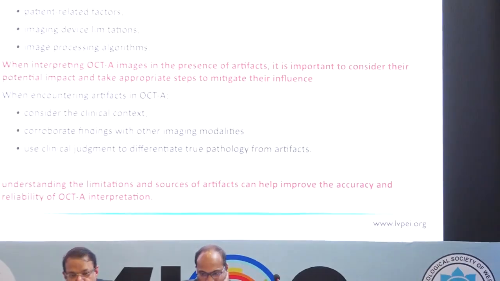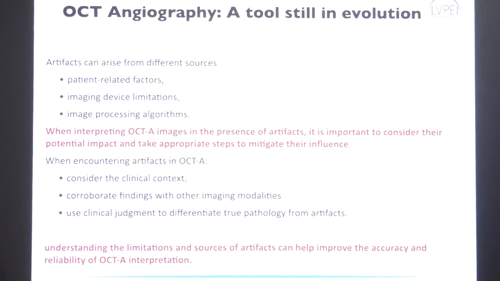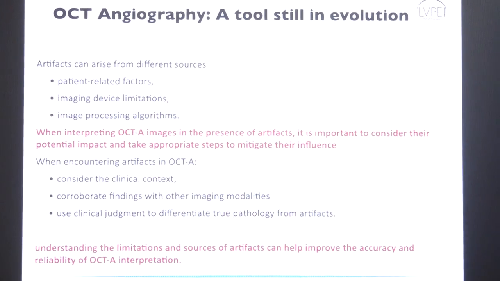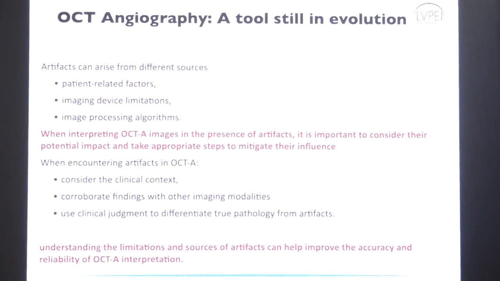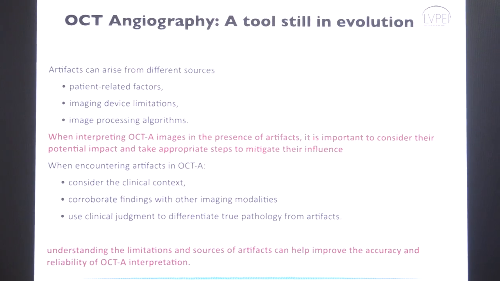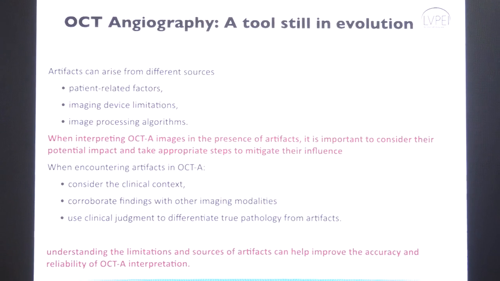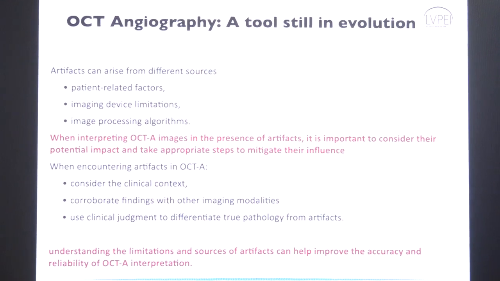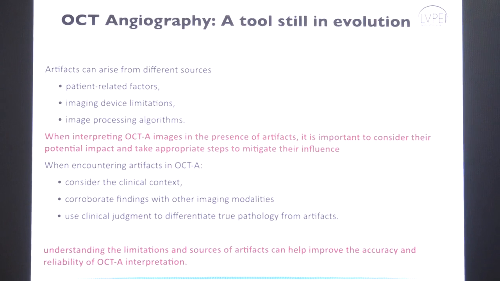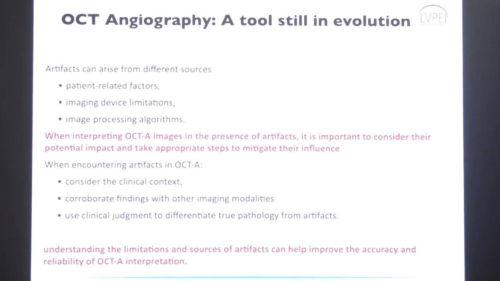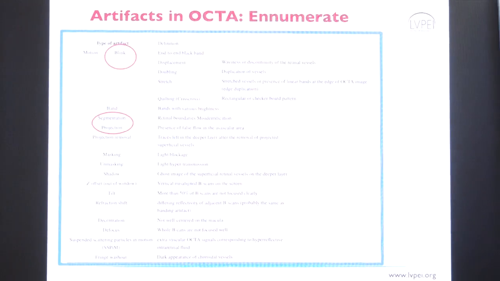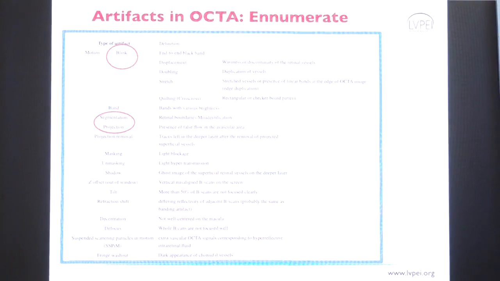When we are interpreting OCTA in the presence of artifacts, it's very important we take certain steps to mitigate their influence. Which I'll again discuss in detail, we also look at the clinical context of the disease. We look at other imaging modalities to corroborate our images. And at the end of the day, use wise clinical judgment to finally come up with an answer. If we know our OCT angiography machine and the disease well, we'll be able to understand the limitations and the source of artifacts, which can help us improve the accuracy and reliability of our OCT interpretation.